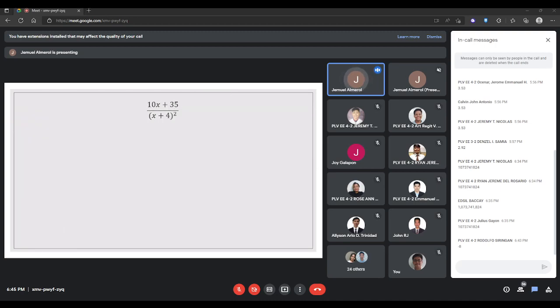What about this? 10x plus 35 all over x plus 4 squared. So case 2 naman to. Gawin nyo lang dyan, ipalat niya a over x plus 4 plus b over x plus 4 squared. So wala yung distinct. Subukan natin kung may makuha tayo dito. Okay? So obviously, your LCD is this, x plus 4 squared. So you have a times x plus 4 plus b equal to 10x plus 35.